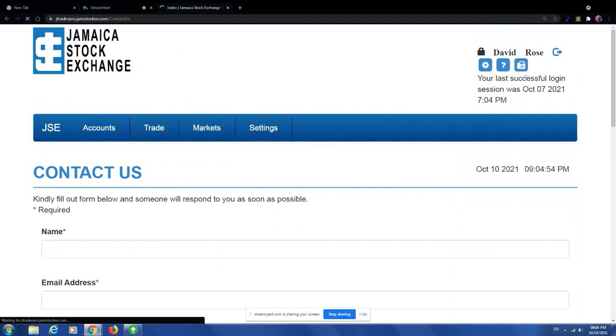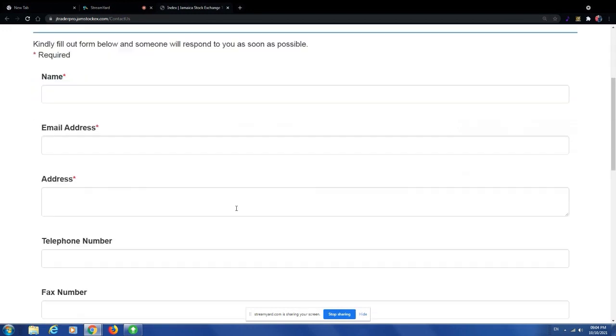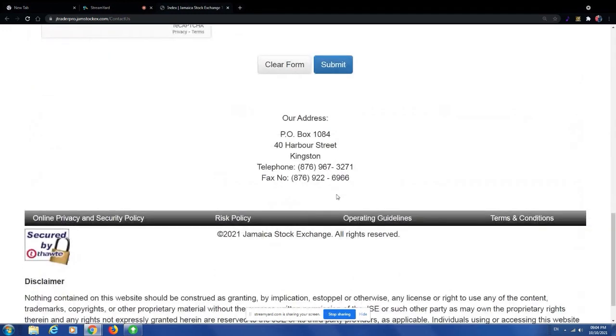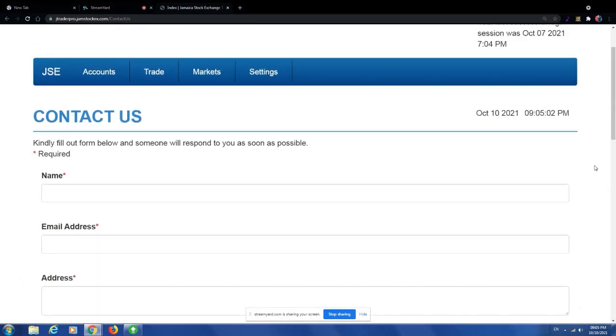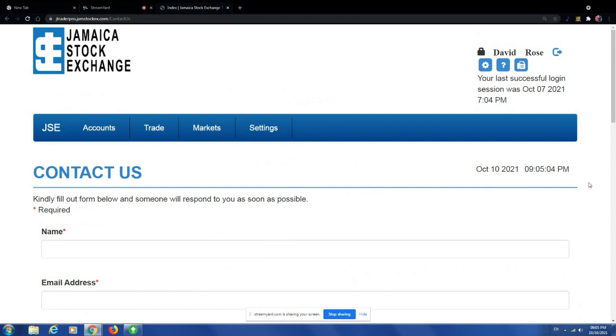When you go here to your contact us part, you can see anything right here. And it's actually an email that you're supposed to email if you get locked out of your JtraderPro account. I think it's support ots@jamstockex.com, but I have to check after this to make sure. If you want any help, you can check this right here.